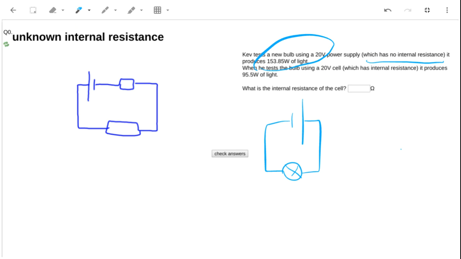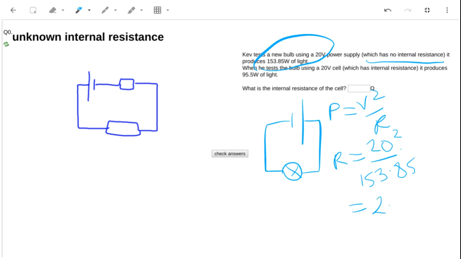Now, when I'm thinking about what I'm going to do in that second circuit, the thing I probably will need is the resistance of the bulb, because that's the only thing that won't change. So let's work that out. The equation is V squared over R for power. Rearranging that, we get resistance is V squared, 20 squared divided by 153.85, which is 2.6 ohms.